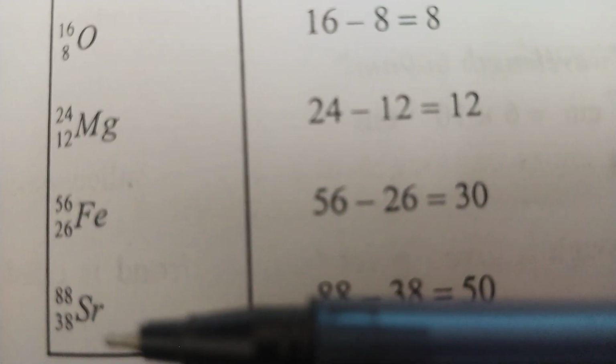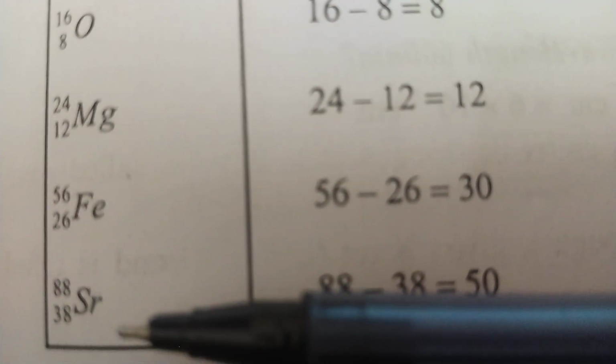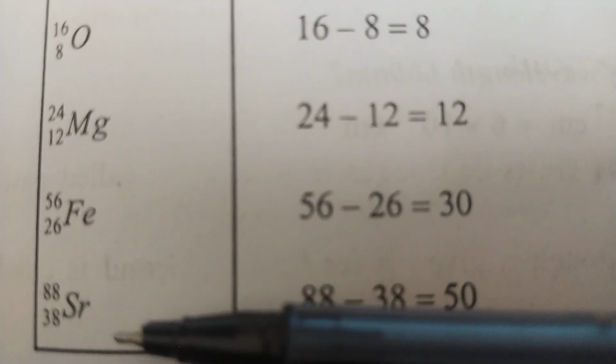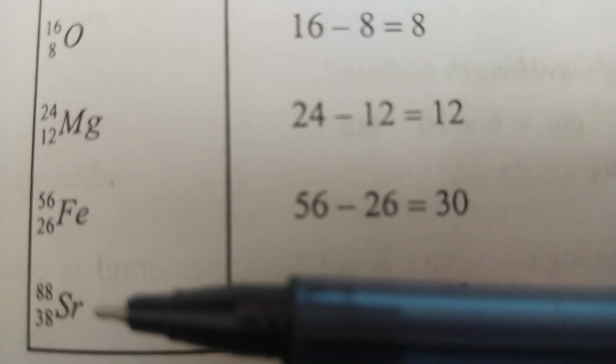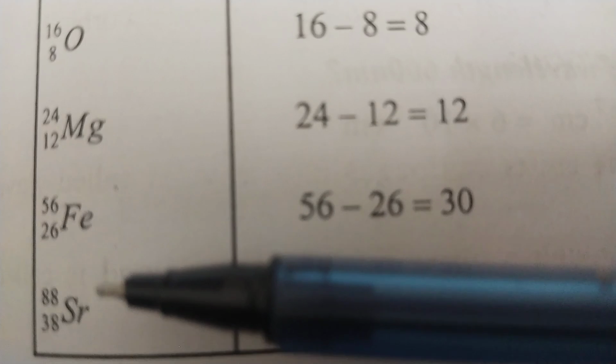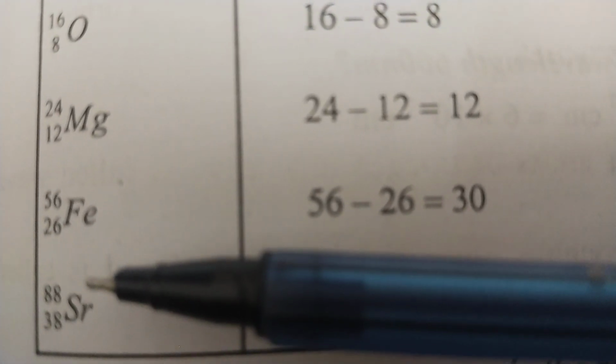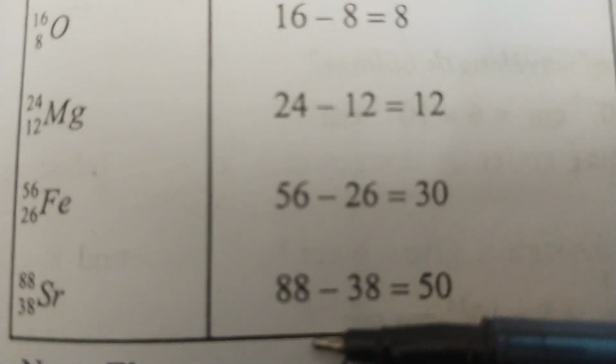Last one, strontium-88, atomic number 38. That is number of electrons 38, number of protons 38, number of neutrons A minus Z. A is equal to 88, Z is equal to 38. 88 minus 38, 50 is the right answer.